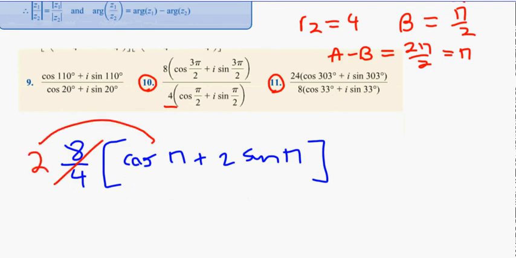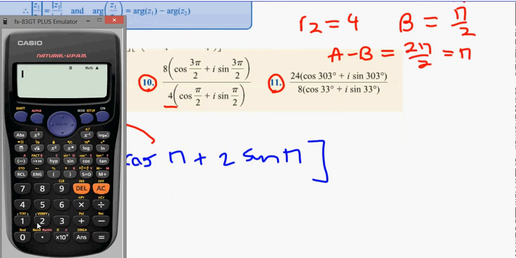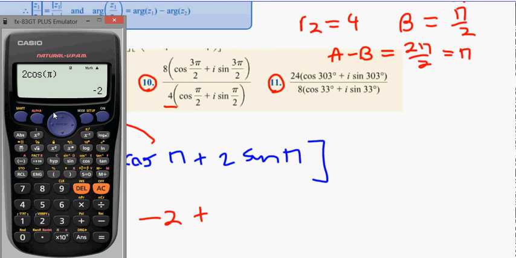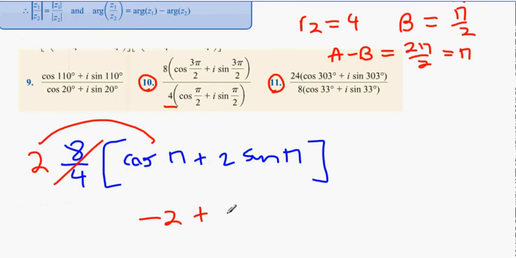2 multiplied by cos pi. So 2 cos pi is minus 2. And then 2 sine pi is going to be 0. So the answer to question 10 is simply minus 2.